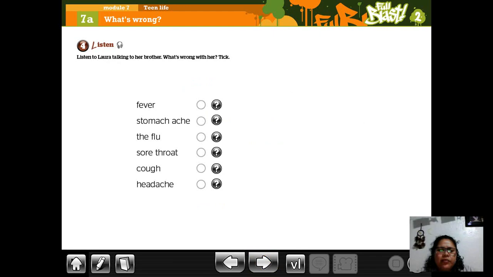Now, we're going to do the next exercise, which is a listening. It says, listen to Laura talking to her brother. What's wrong with her? You're going to put a tick mark to the symptoms. Los síntomas que ella mencione son los que ustedes van a poner la palomita. Okay? Si, por ejemplo, it says, oh, I have a cough and a headache. Well, cough and headache. Okay? Si no menciona los demás, just the ones that they mentioned, you're going to put a tick mark. Okay? Ready? Here we go.